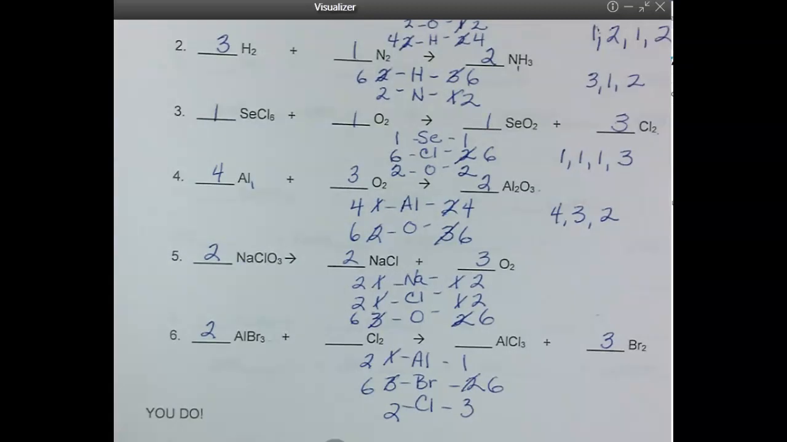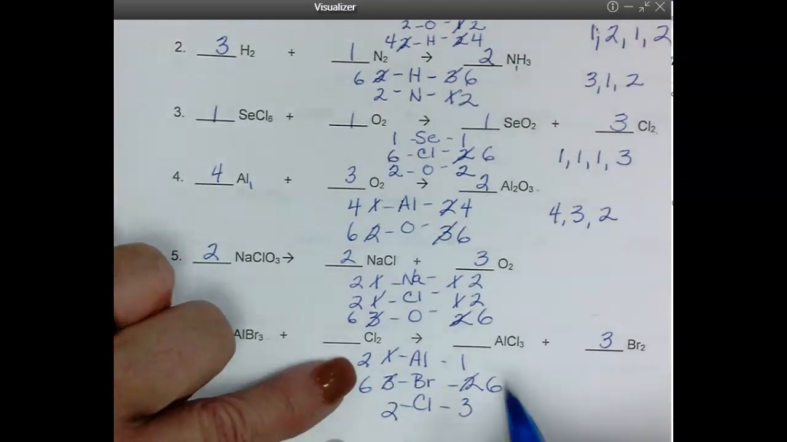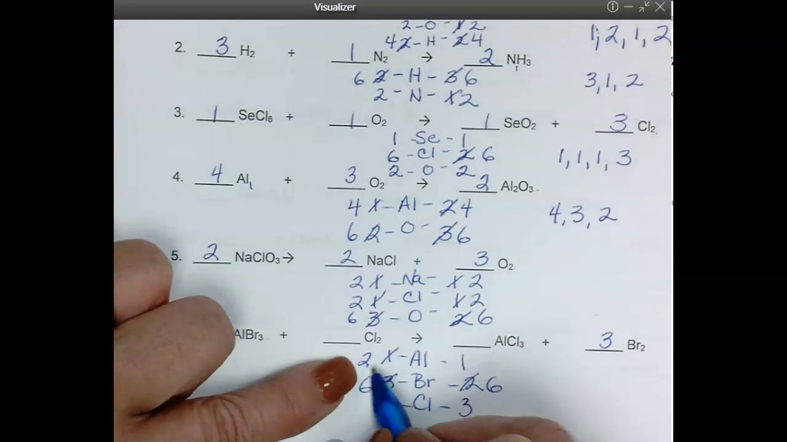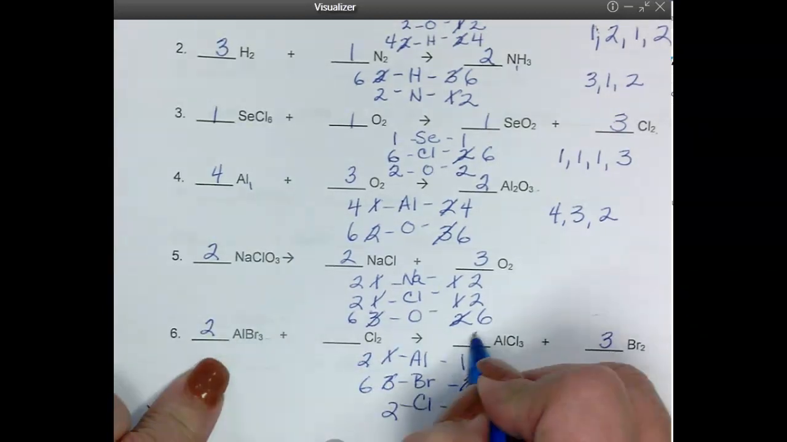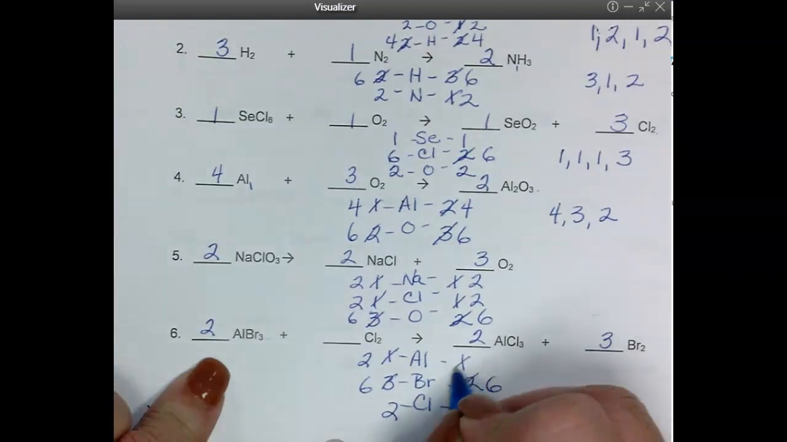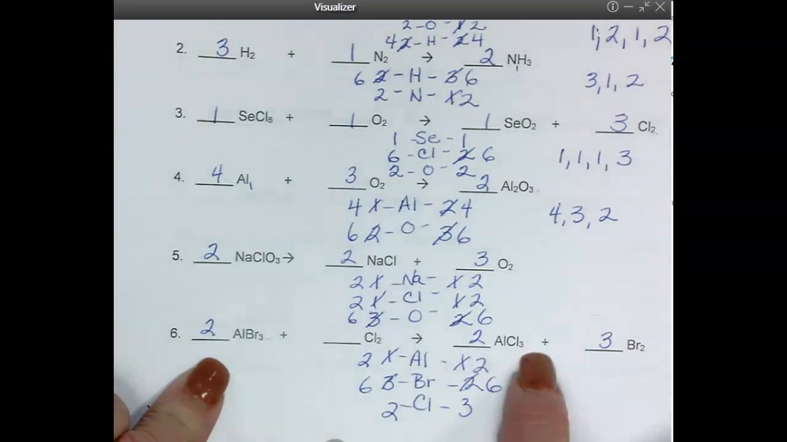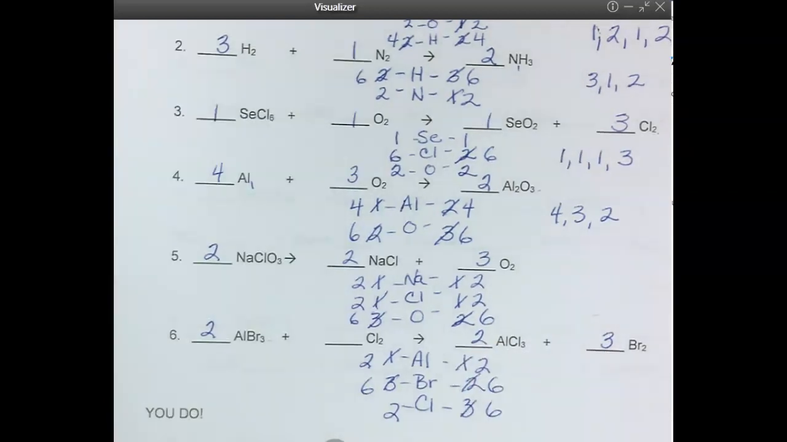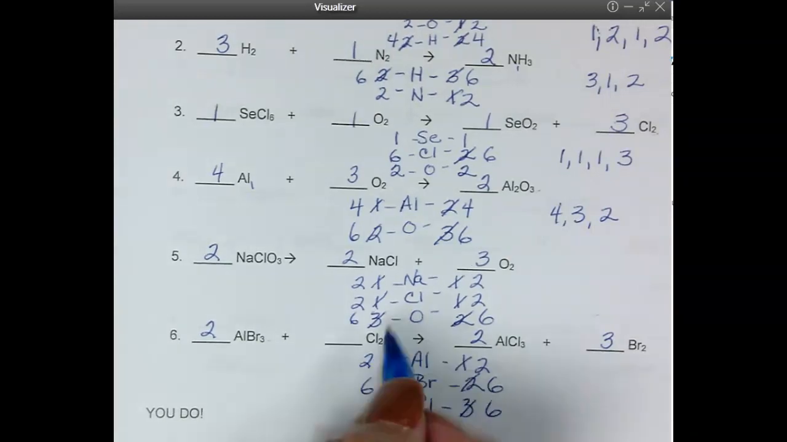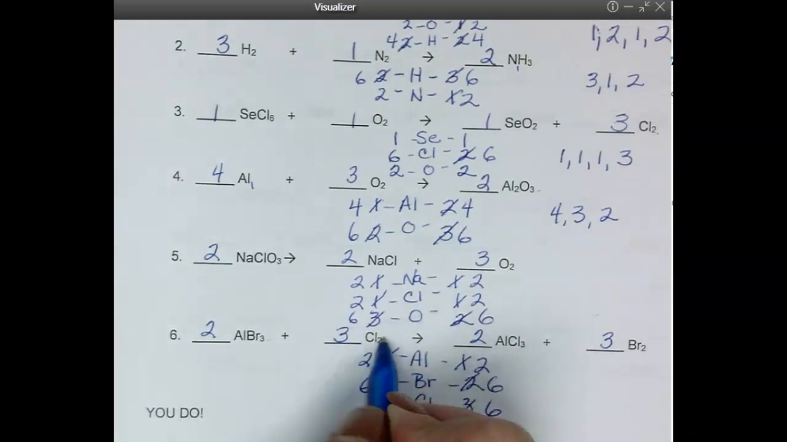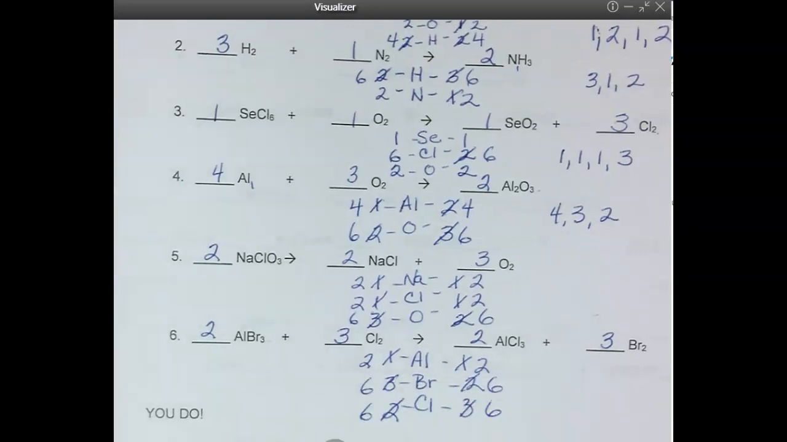Okay. Now I need to fix my aluminum on this side. So I have 1 on this side, or sorry, 2 on this side, 1 on this one. So I'm going to put a 2 to double the aluminums. That's also going to affect my chlorines. So 2 times 3 is 6 chlorines. I'm getting closer. Okay. So chlorine on this side is the only thing that's messed up now. I need it to be 6. I have pairs of them. So I need 3 pairs of 2 to give me 6.